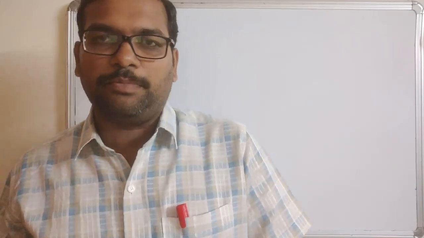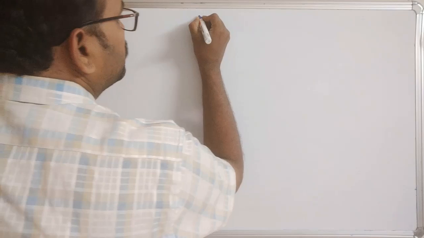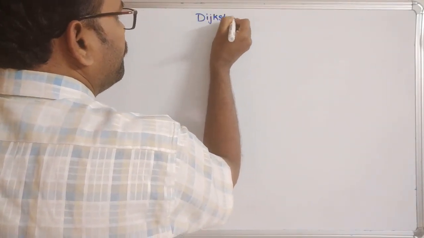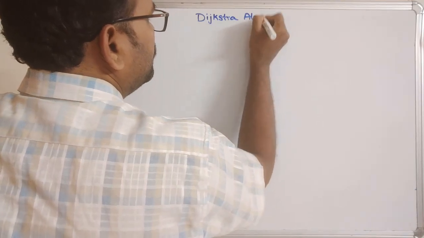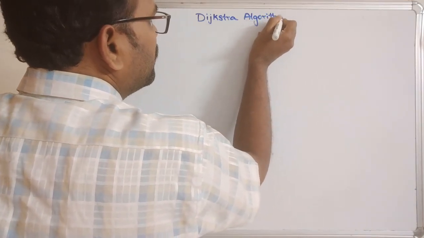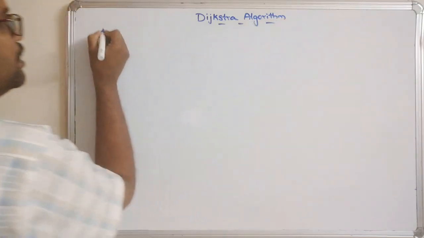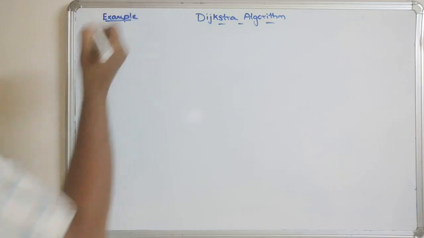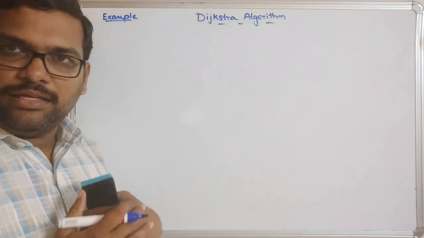In our previous session, we discussed the greedy method application, that is single source shortest path. And now we'll see an example for single source shortest path. We can also call it Dijkstra's algorithm. Before going to the example, let us recall the algorithm.